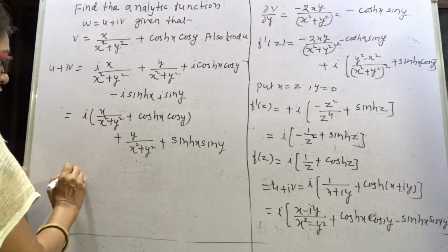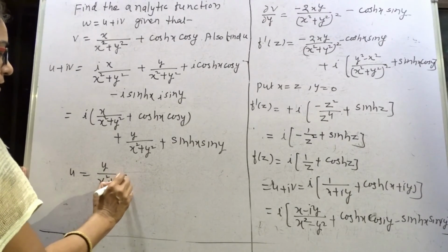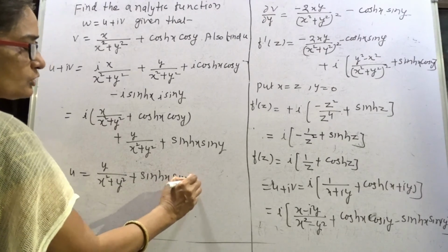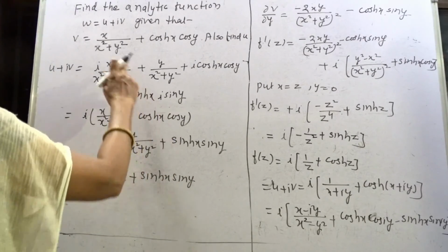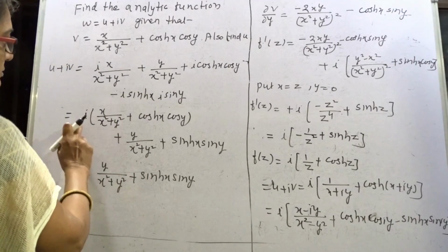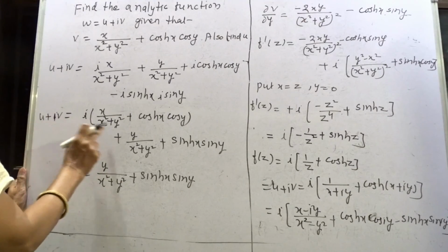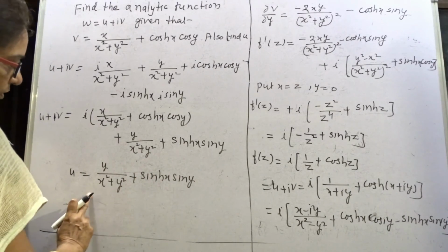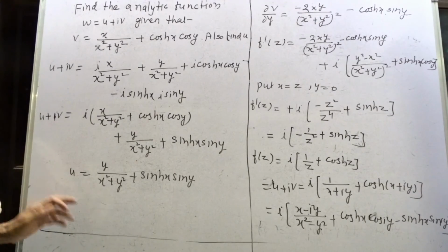So now u is y upon x square plus y square plus sin hx into sin y. We can check our answer by this condition: the v we are getting is the same as the given v, so our answer is correct. We compare u plus iv with this, so this is v and this is u. So now u is y upon x square plus y square plus sin hx into sin y.